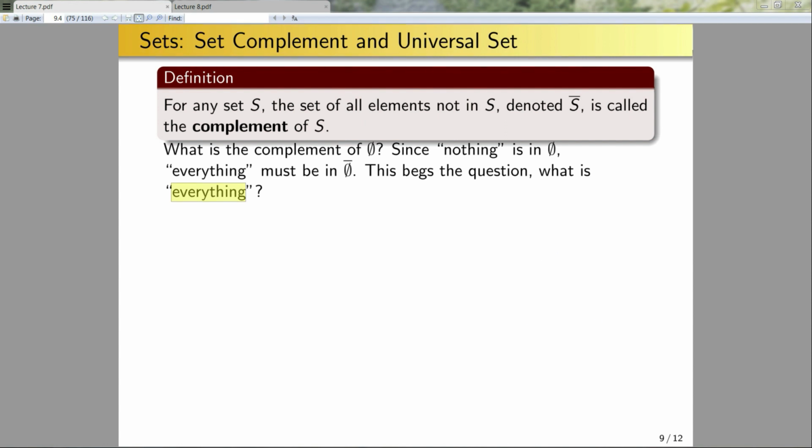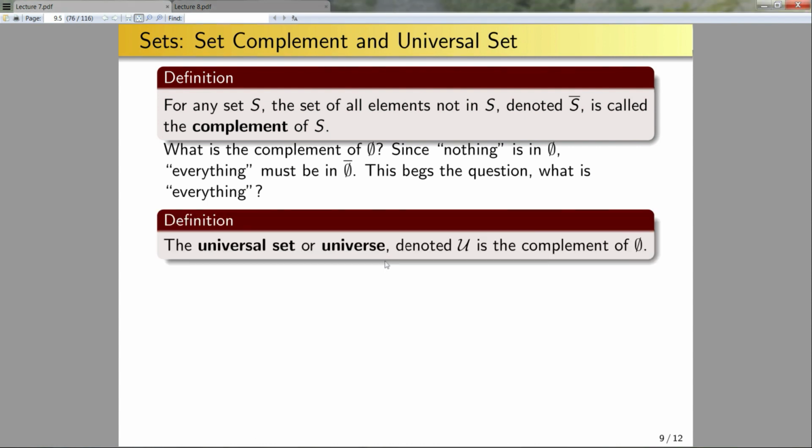And the last 2 slides of this lecture will talk about some of the arguments of why the set of everything isn't really defined or formally doesn't exist within naive set theory. So enough abstraction for now. We will define the universal set, or the universe, denoted by this fancy U, to be the complement of the null set. So again, this doesn't really fix this problem of what everything is. I'm just defining it to be this new set U.